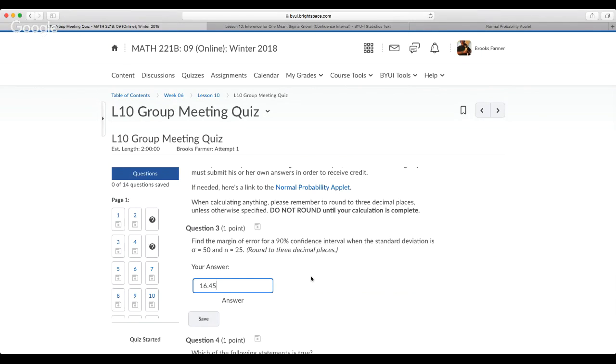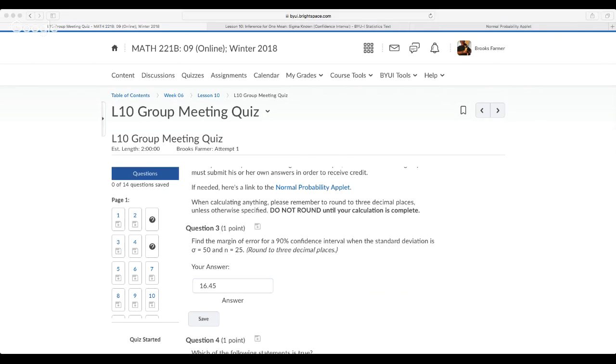So essentially what we're doing is the equation just to get the standard deviation is sigma over the square root of the sample size. So that's 50 over the square root of 25. And then that times 1.645 because it's a 90% level of confidence. And so it gives us 16.45. Yep. I did mine wrong.